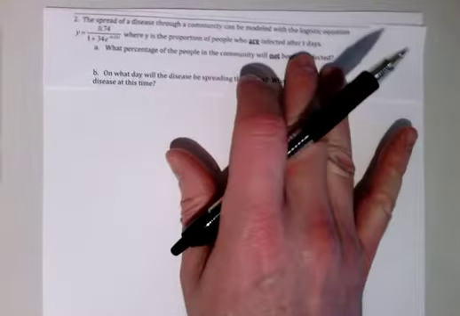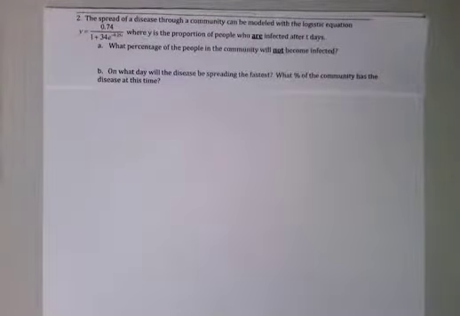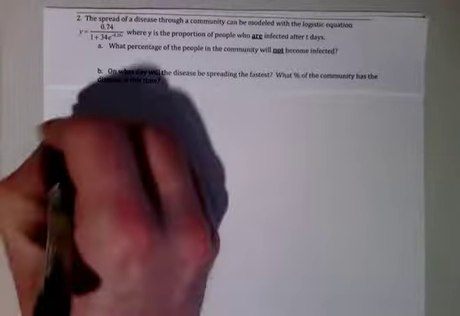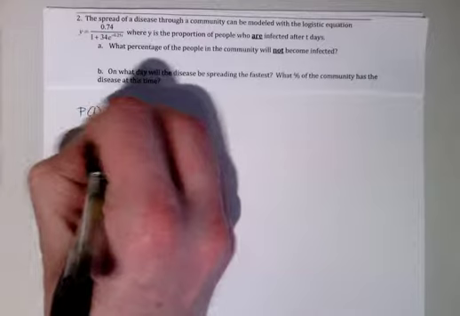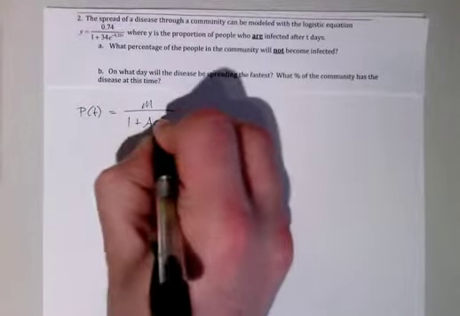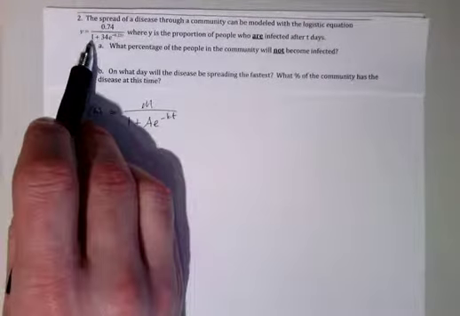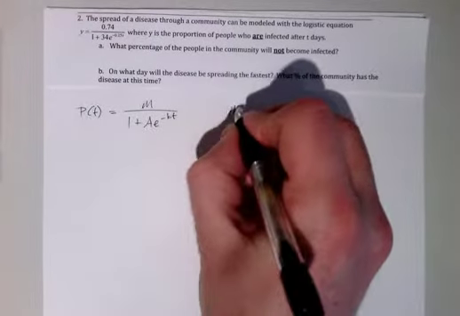Alrighty. The spread of a disease through a community can be modeled with the logistical equation, and there it is. Now, notice they did not give you the differential equation. They actually gave you the function, okay? And so they actually gave you P of t is equal to m over 1 plus a e to the negative kt. Now recognize the fact that they actually gave you a 1 right there, so you don't have to change the form at all.